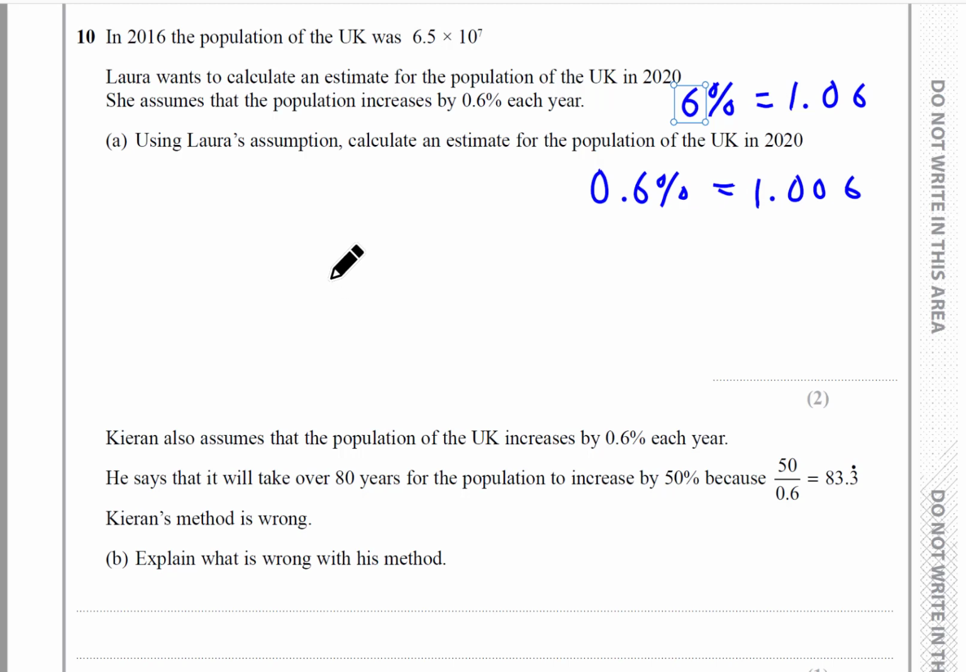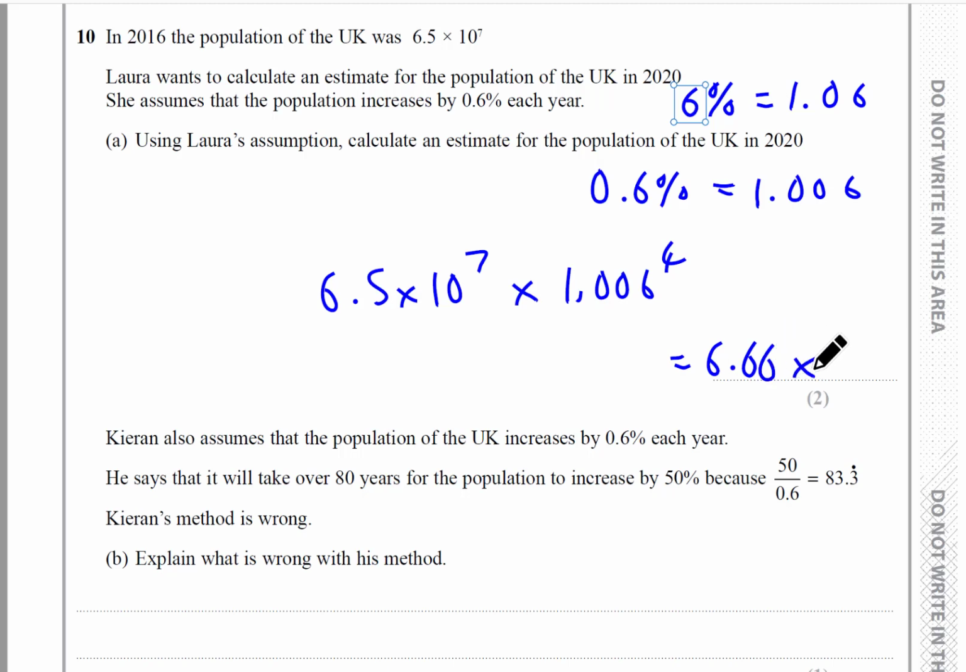So all we need to do is on your calculator just type in 6.5 times 10 to the power 7, that's the original population, and it's for 2016 to 2020, so that's 4 years. So we just multiply that by that multiplier to the power of 4, and as long as you have your answer reasonably rounded, they will accept the full marks.